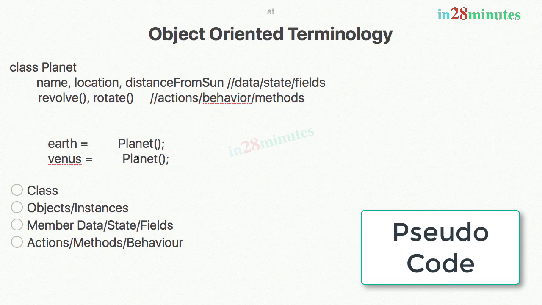The idea behind this video was to give you a quick introduction to all the terminology related to object-oriented programming. So a class is a template, an object is an instance of that template. The member data is what data an object can contain, and behavior or actions are the methods that can be called on a specific object.